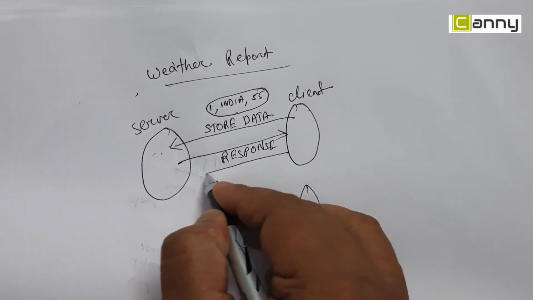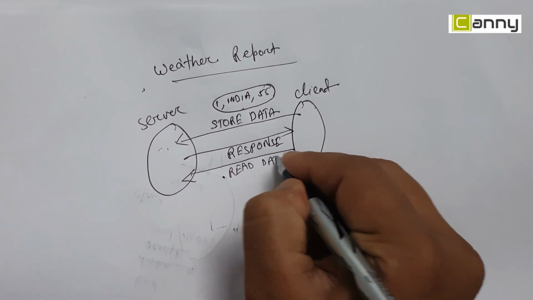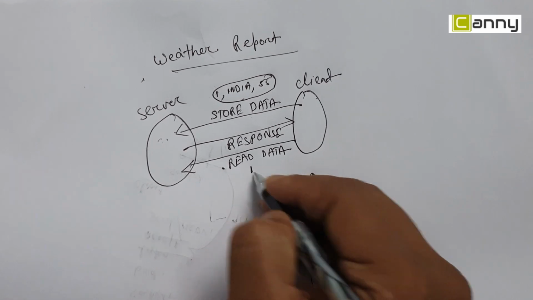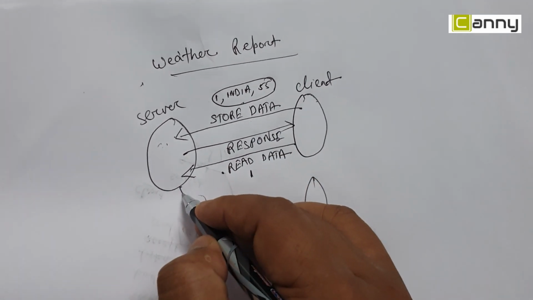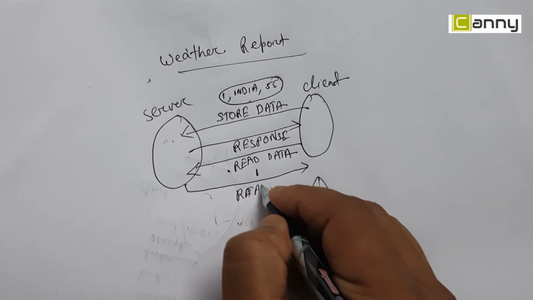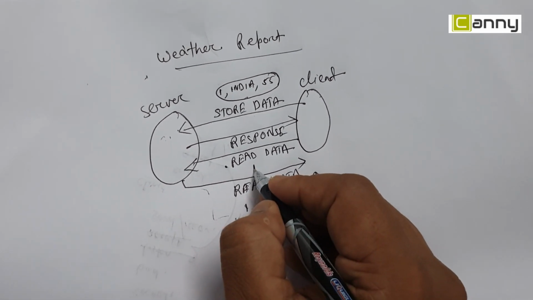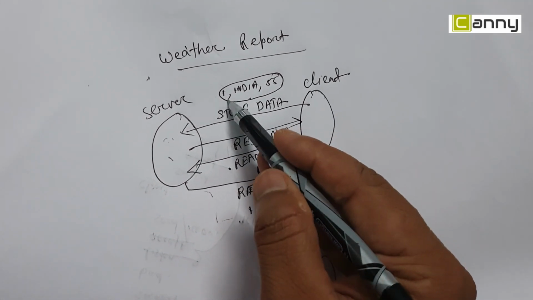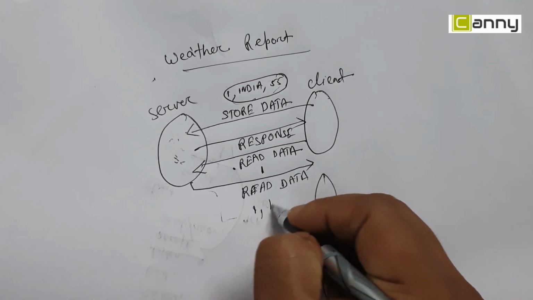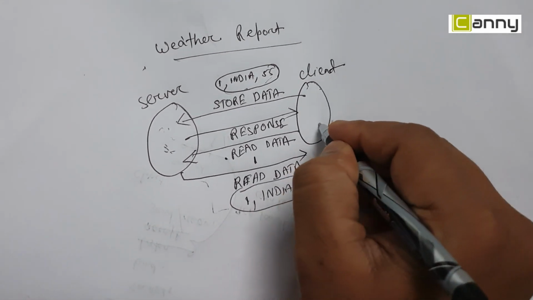Now another type of request that the client can send is read data. That is, it wants to read the data of country code 1, that is the India country code. Then the server will reply back with the same read data by filling it up. It will see this country code 1, check its own DB whether this value is already stored, and if it is there, it will return 1, India, 55 to the client.